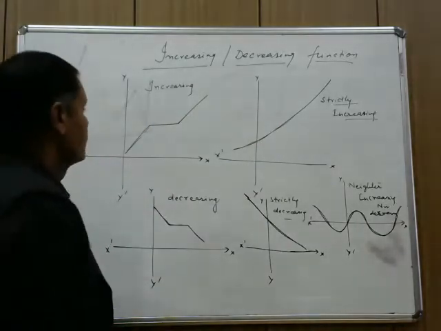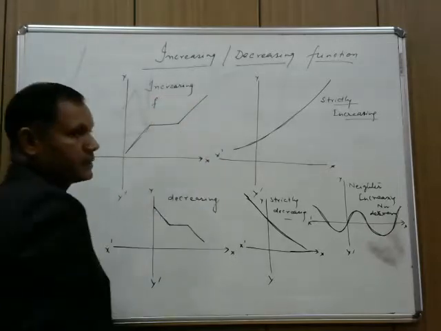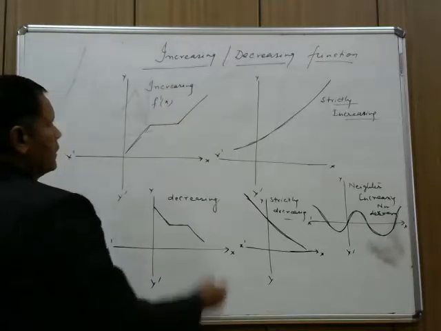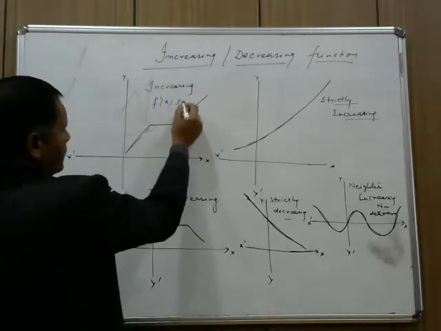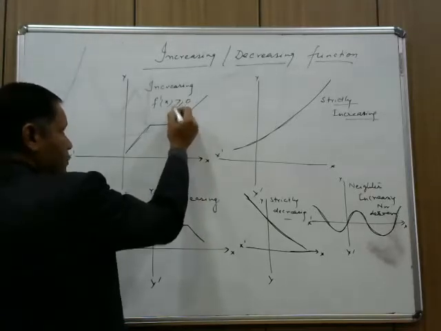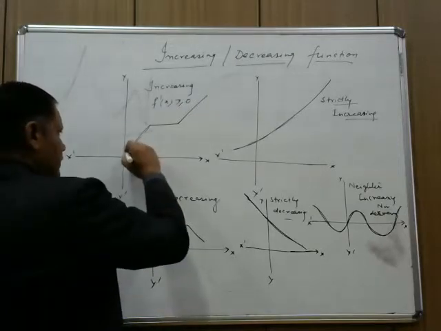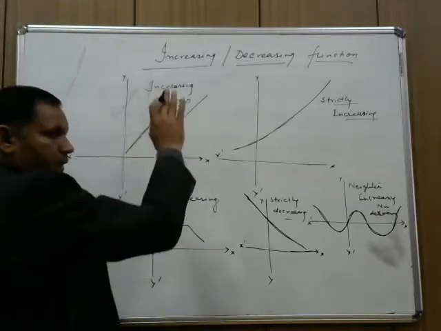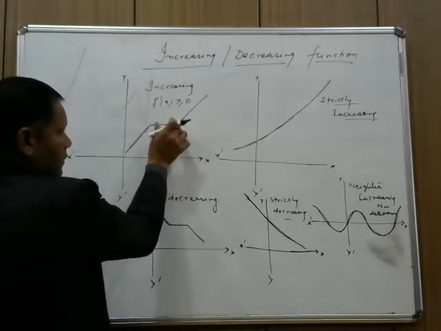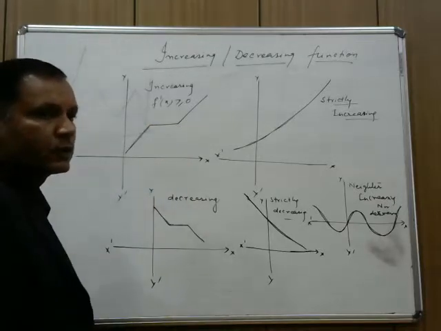Now see, f of x is increasing if f dash of x is greater than or equal to 0. Why am I writing greater than or equal to 0 here? Because see, by the way, this is a linear equation. The graph is going up. At this point, the tangent is parallel to the x-axis, whose slope will be equal to 0.